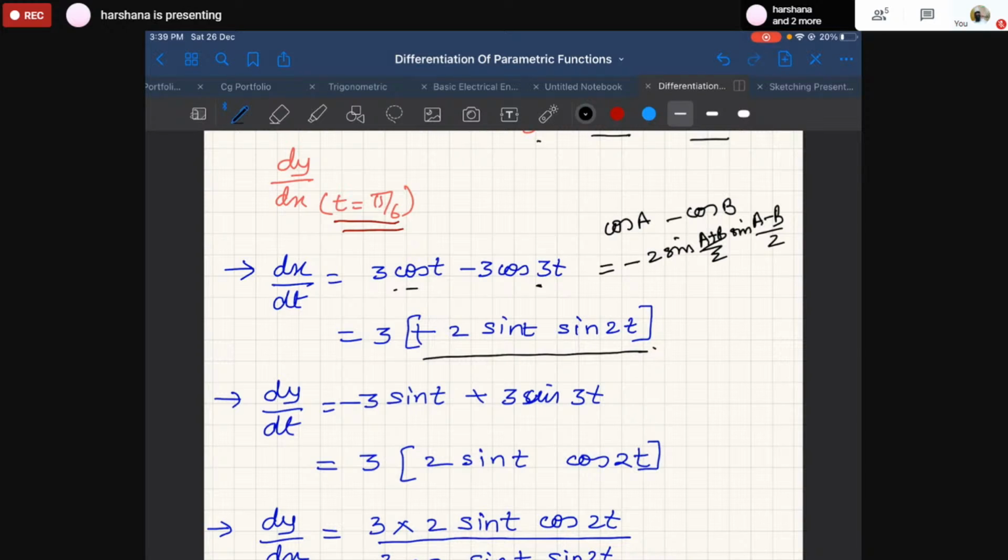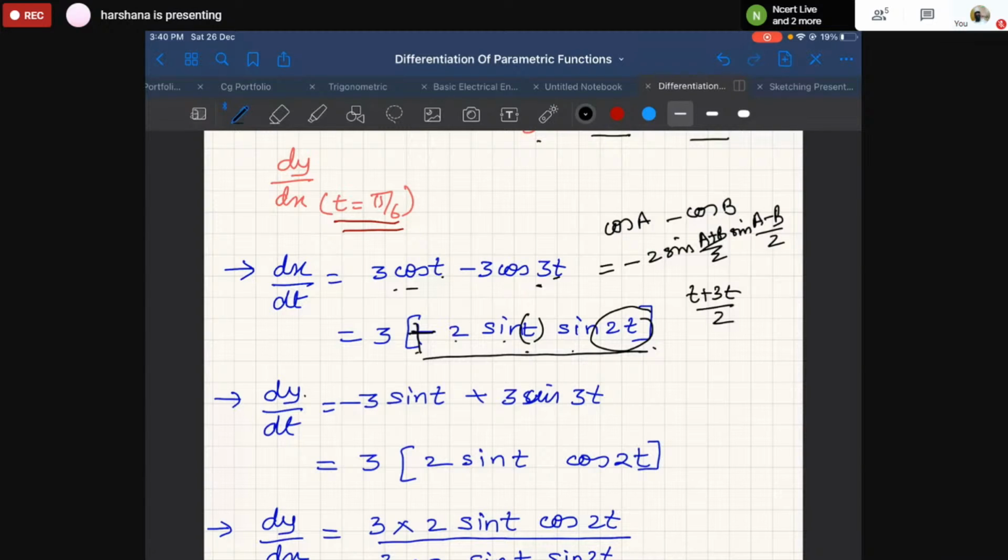So using that formula, you have a minus sign, 2 times t minus 3t. t minus 3t is minus 2t, upon 2, that gives you a minus. I have taken that minus and made this sign plus. So that's the reason why you see a plus here. And that's 2 sin t sin 2t, that is t plus 3t on 2, 4t on 2, that is 2t.